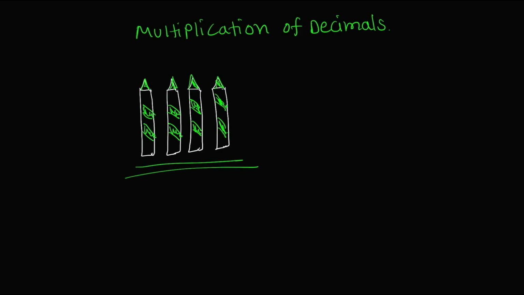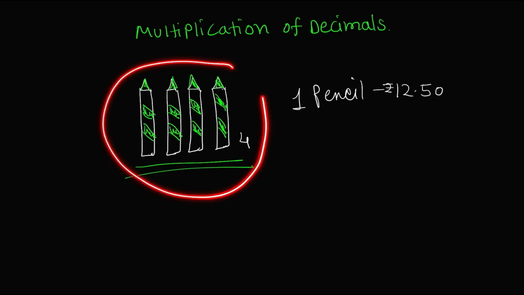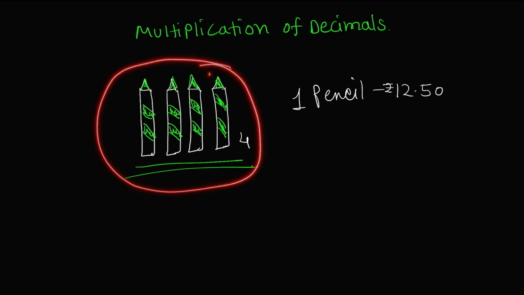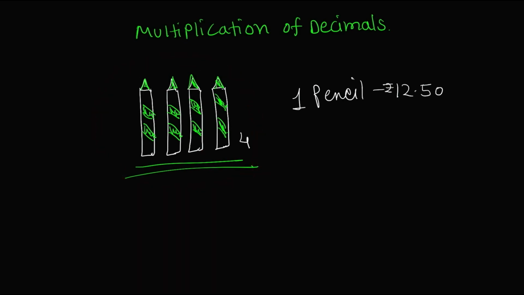I have 4 pencils. The cost of one pencil is 12.50 rupees, and you buy 4 pencils. So how much do you pay altogether? One pencil costs 12.50 rupees, so what is the cost of 4 pencils? So we multiply.